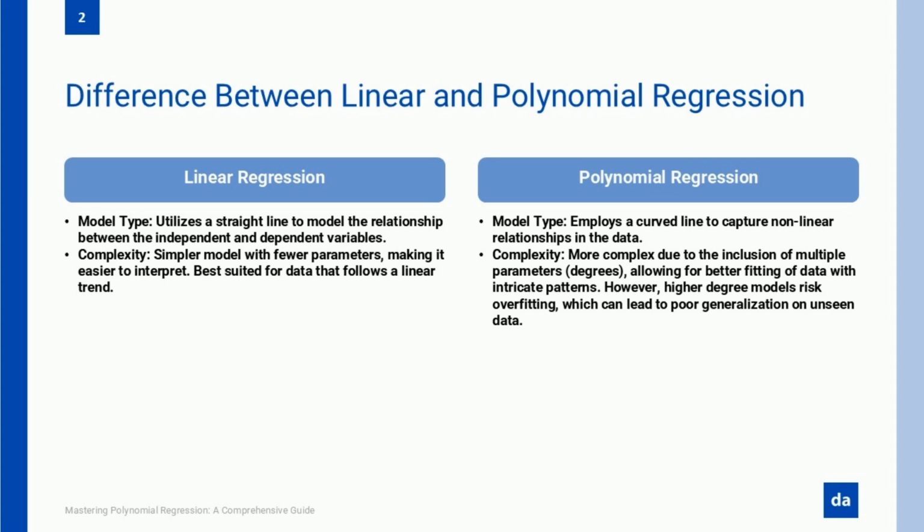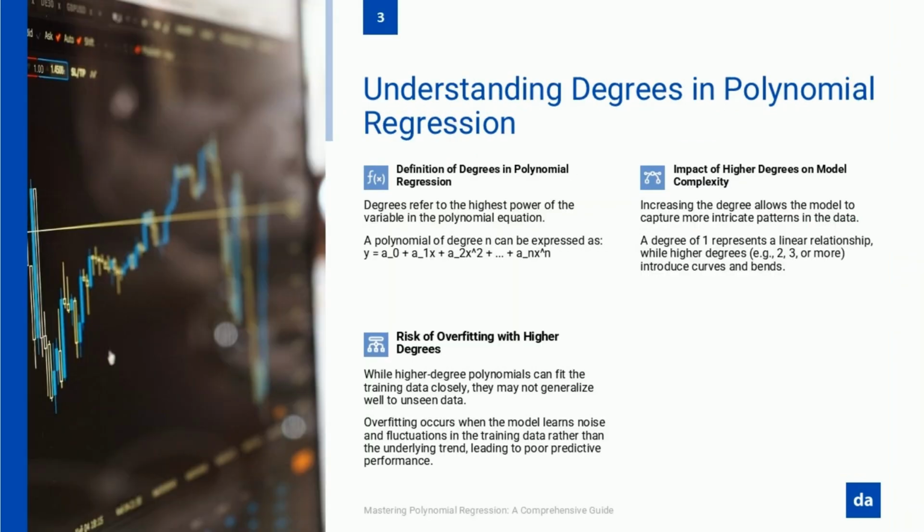So the real question isn't just whether polynomial regression is better than linear regression, it's when to use it. If the data follows a clear linear trend, a straight line is your best friend. If the data is curving and twisting, polynomial regression might be the answer, but only if applied carefully. In the next section, we'll explore polynomial degrees, how they affect the model, and why choosing the right degree is crucial to making accurate predictions. Too low and you miss patterns, too high and your model learns noise. How do we find the right balance? Let's find out.